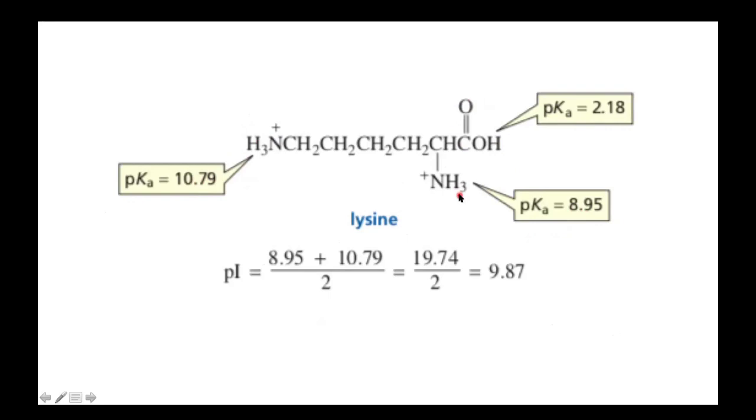Now let's find out whether it is an acidic or a basic amino acid. Since there are two NH3 groups here, it should be basic in nature. If it is basic in nature, I have to calculate both the pK values of the NH3 groups, that is 10.79 and 8.95. The average of 10.79 and 8.95 will be considered as the pI value for lysine. It's an example of lysine.